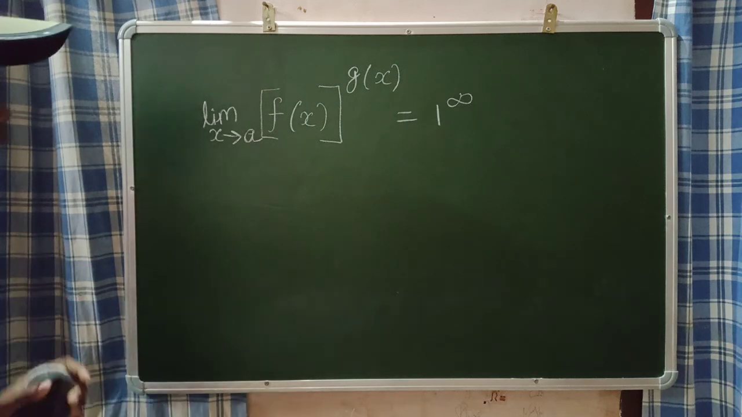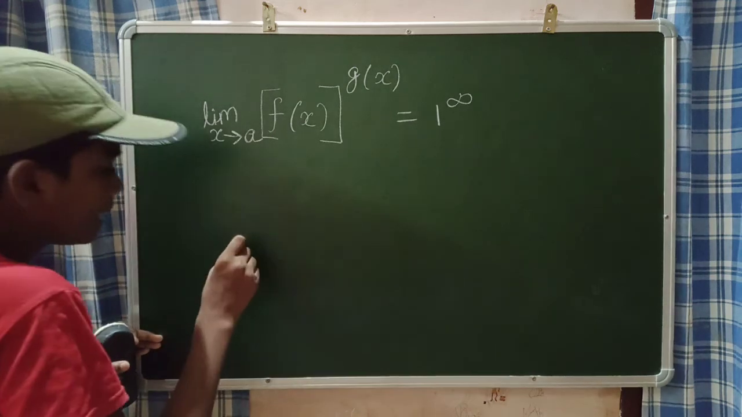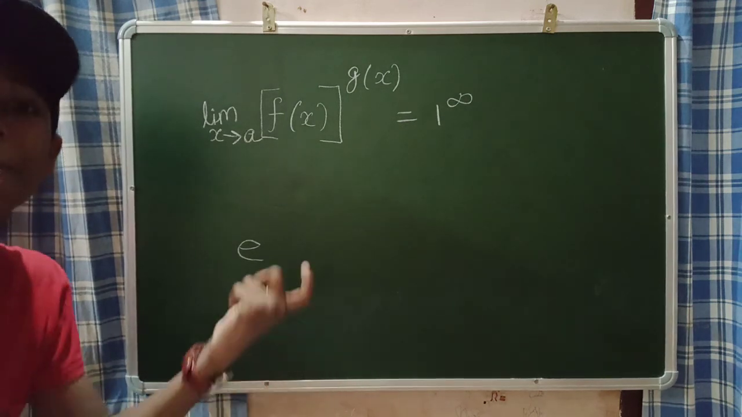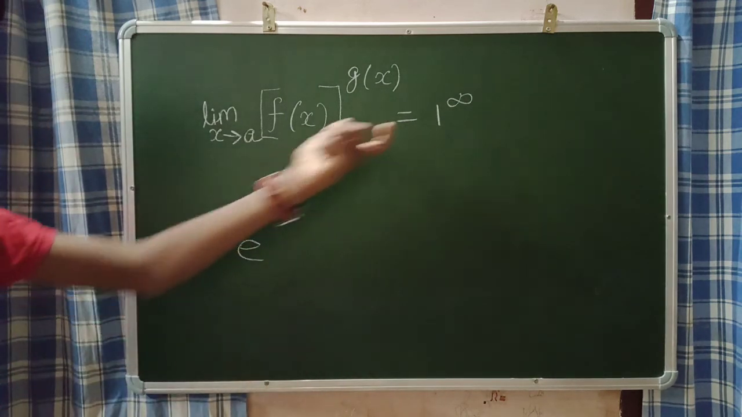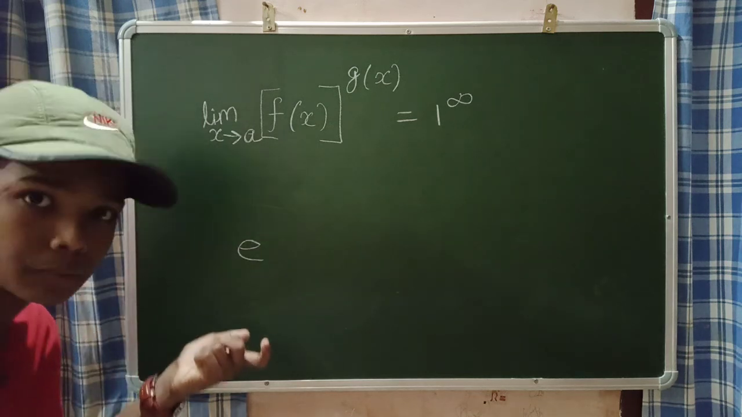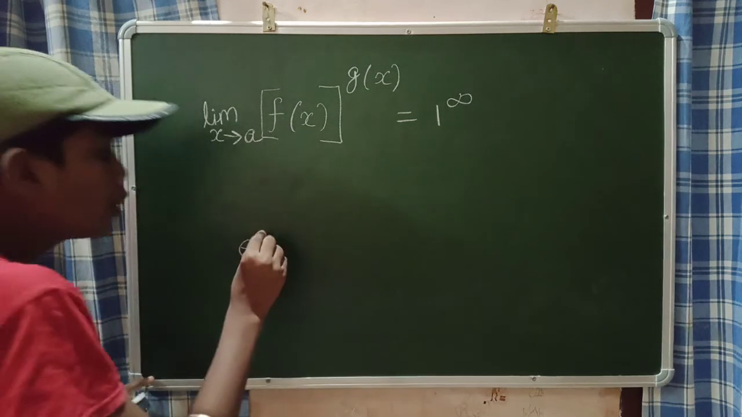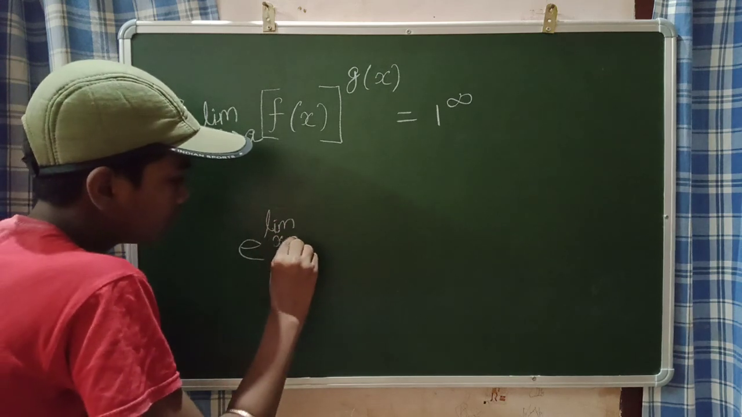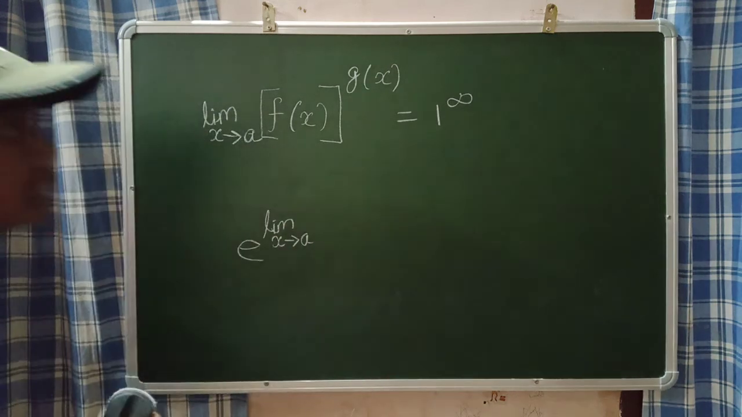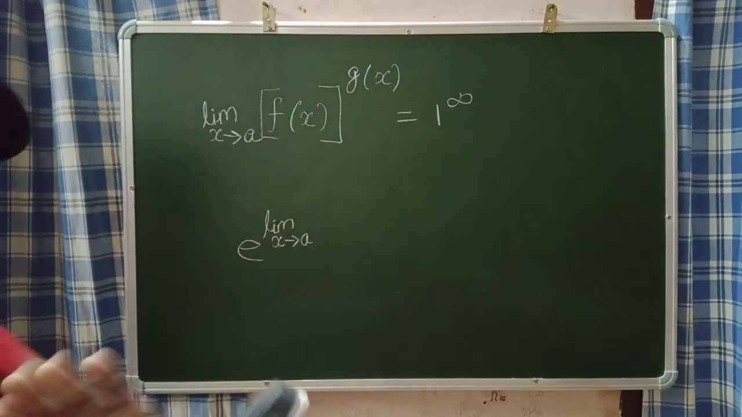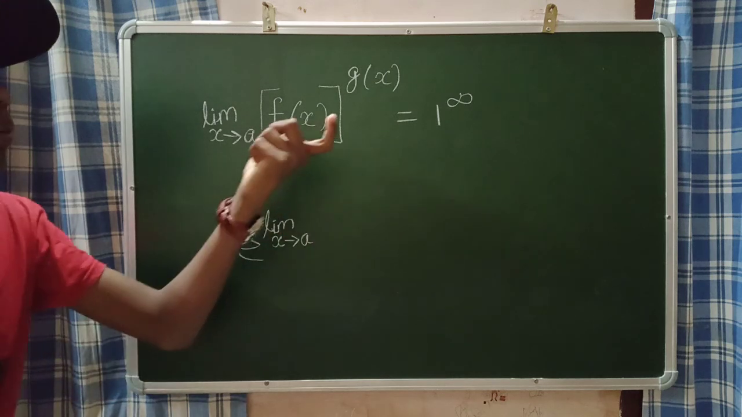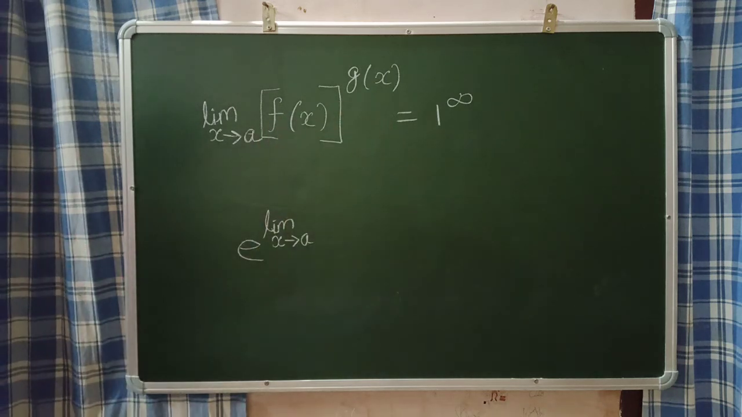Listen carefully. First write e as your base. Whenever you have 1 to the power of infinity form, just write e as base. Then put your same limit only, and x tends to the same value only, which is x tends to a. Guys, for this limit only I am writing. Don't think that for any other limit I am writing. For this same limit only I am writing how to solve this 1 to the power of infinity form.